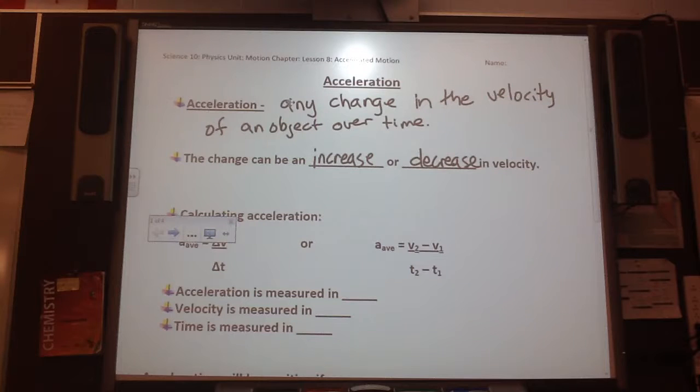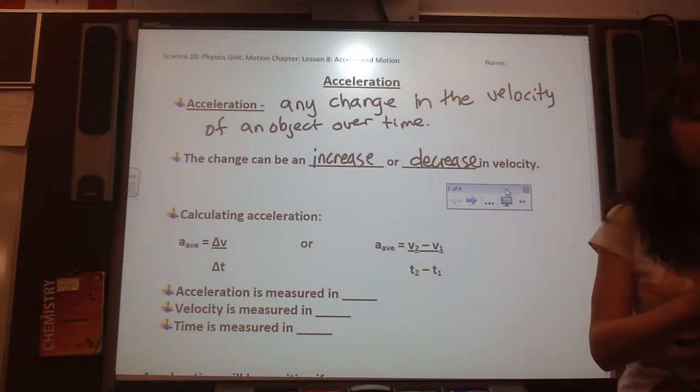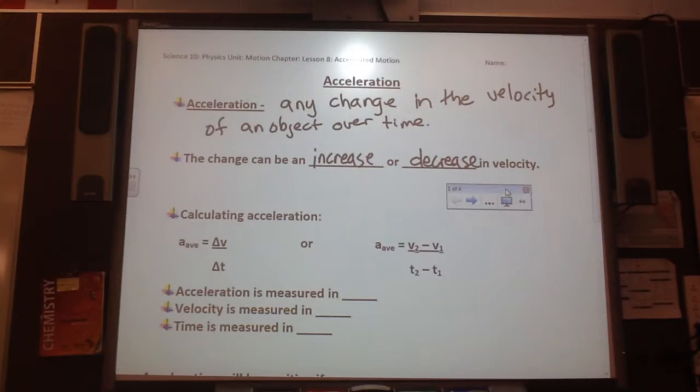Deceleration is a type of acceleration, it's just negative. Okay. So when we calculate acceleration, take out your formula sheets and let's see if we can find it.